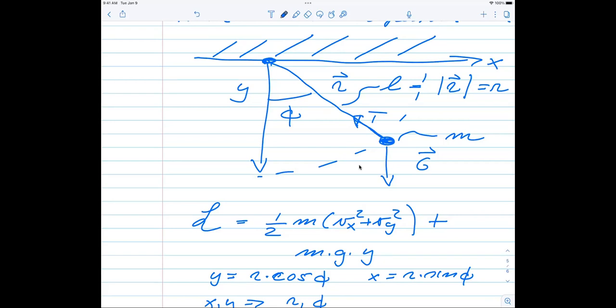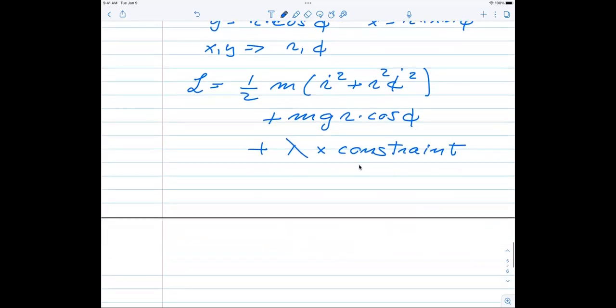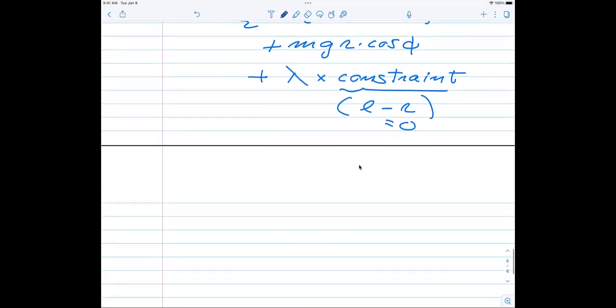So we're going to put in a constraint which simply says that we require that R minus L or L minus R, doesn't matter which way you put it, L minus R, and we want this one to be 0. So that's the constraint which we have. So with those equations, I can now set up my equations of motion.